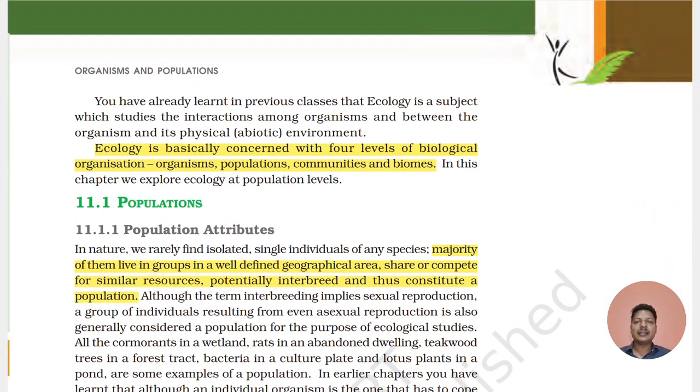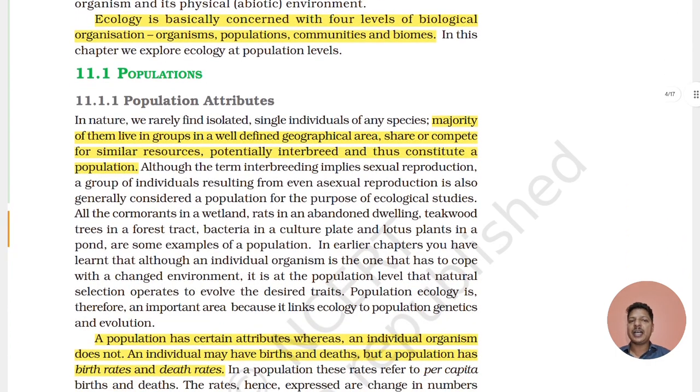Ecology is basically concerned with four levels of biological organization, that is organisms, populations, communities and biomes. First, population attributes. The majority of them live in a group in a well-defined geographical area, share or compete for similar resources, potentially interbreed and thus constitute a population. That is a simple definition.